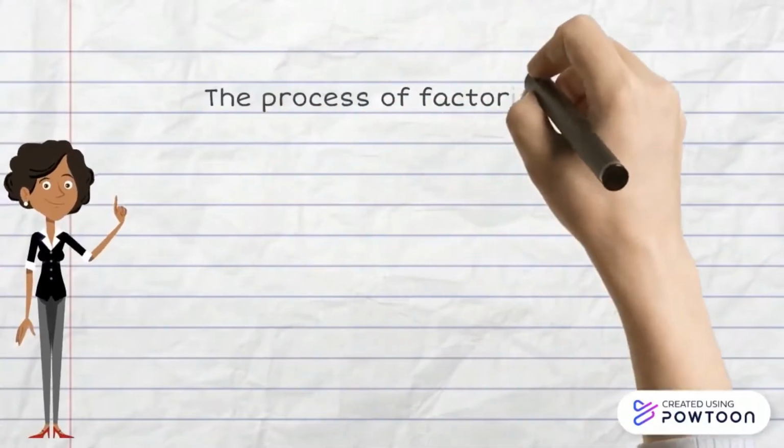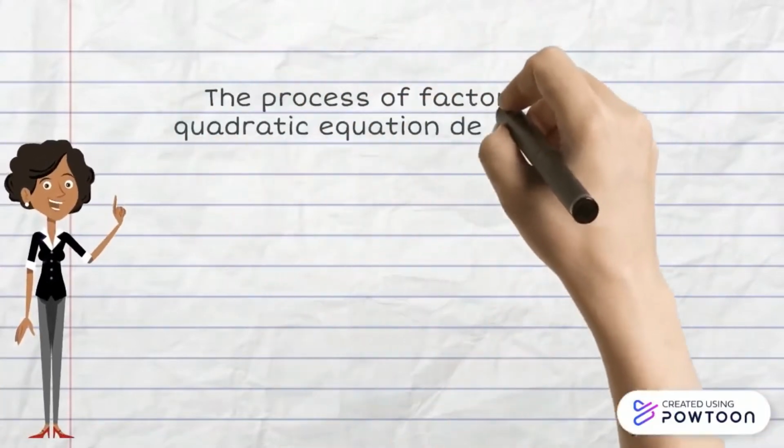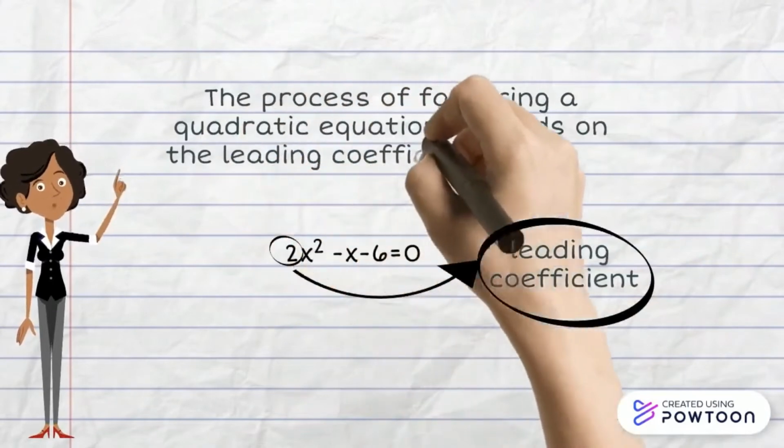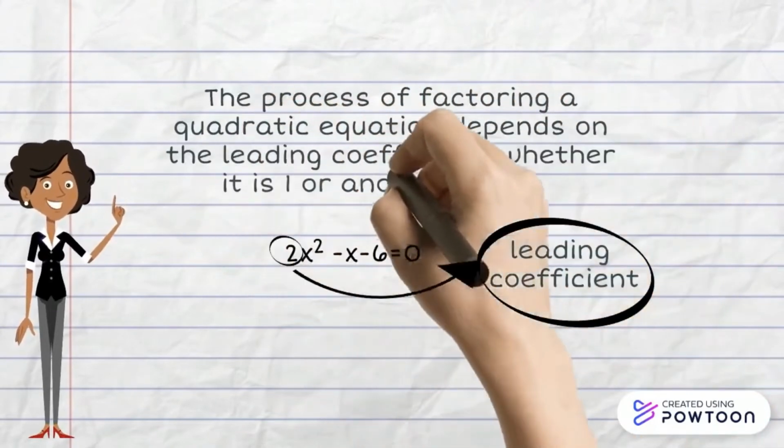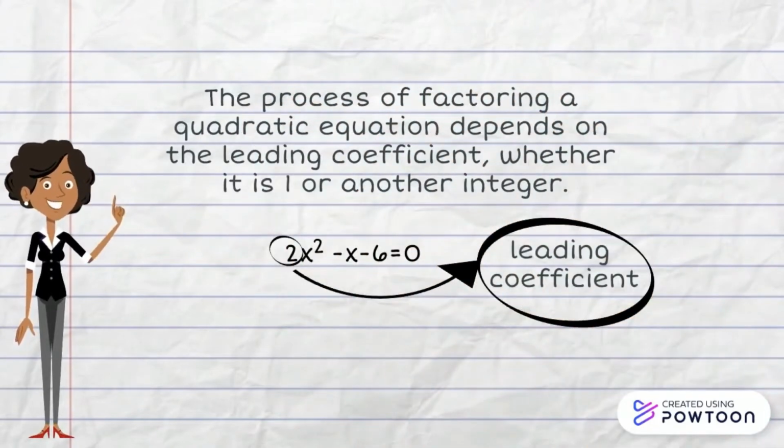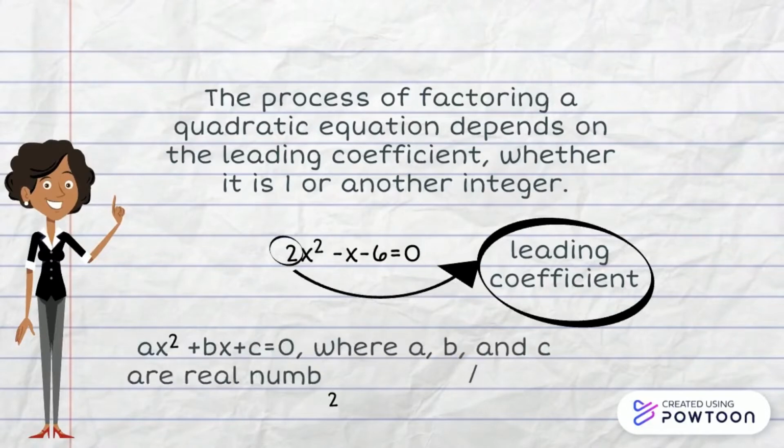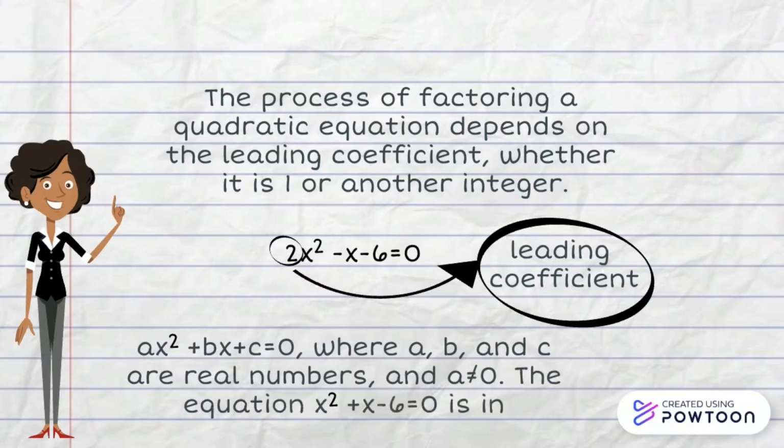The process of factoring a quadratic equation depends on the leading coefficient, whether it is one or another integer. We will look at both situations, but first, we want to confirm that the equation is written in standard form: ax squared plus bx plus c equals 0, where a, b, and c are real numbers, and a is not equal to 0. The equation x squared plus x minus 6 equals 0 is in standard form.